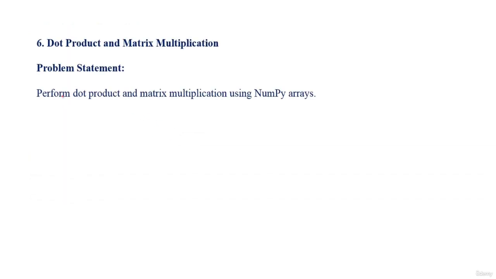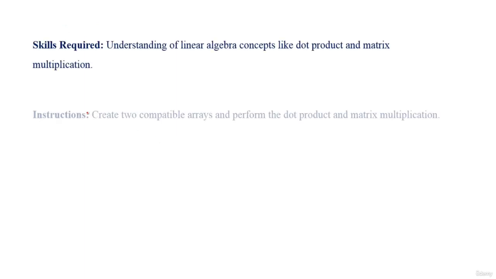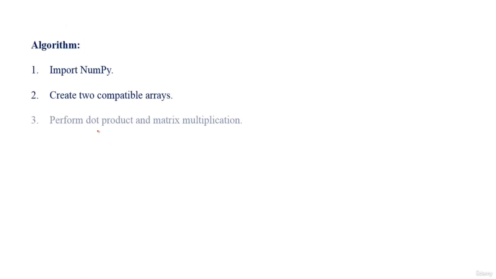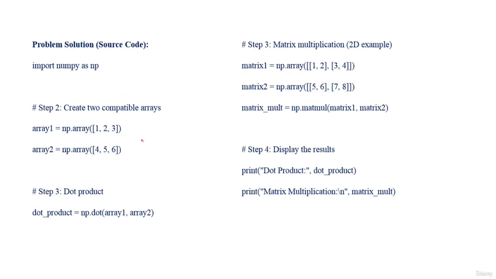So the last problem: perform dot product and matrix multiplication using NumPy arrays. Skills required and algorithm steps you need to follow, how you can find dot product and matrix multiplication. So to array dot, this is the dot product, the dot operator you have to take from NumPy, and then this is actually matrix multiplication for two-dimensional arrays, and showing their result. So these are the different coding exercises I shared with you.